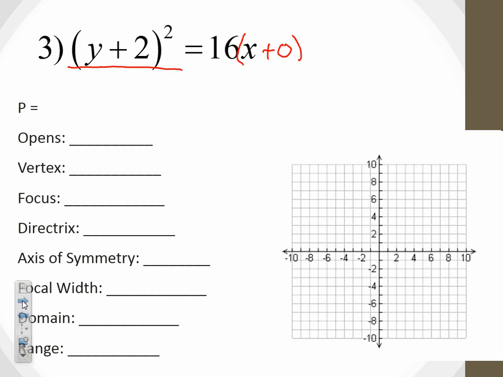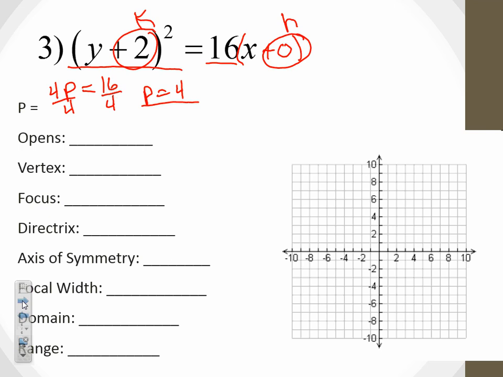Okay? So we have to find our p first. 4p equals 16 this time. Divide both sides by 4. p equals 4 this time. Now we have to do our h and our k. This is our k. This is our h. So my h just equals 0, and my k equals 2.